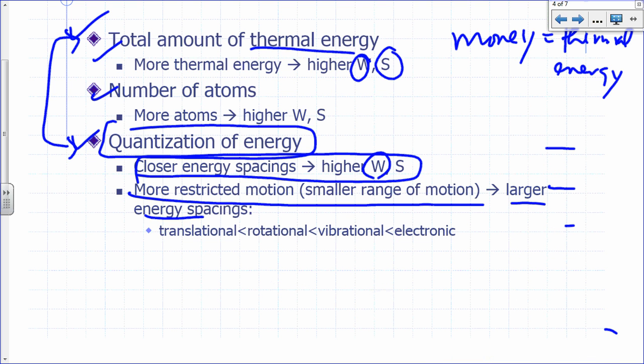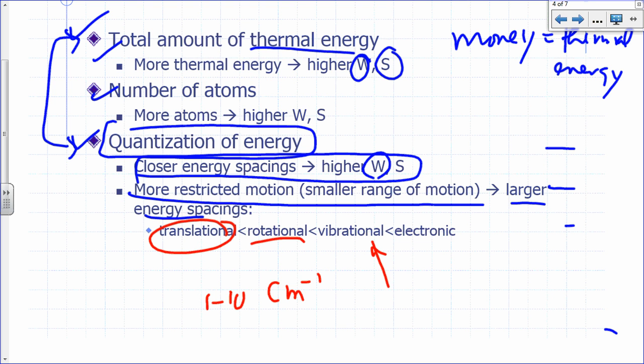We found that translational energy levels are essentially continuous. The gaps between allowed translational energies are very, very small for practical purposes. We can assume those are continuous. Rotational energies, the gaps between allowed rotational energies are slightly bigger, of the order of a few reciprocal centimeters. So this was 1 to 10 reciprocal centimeters.